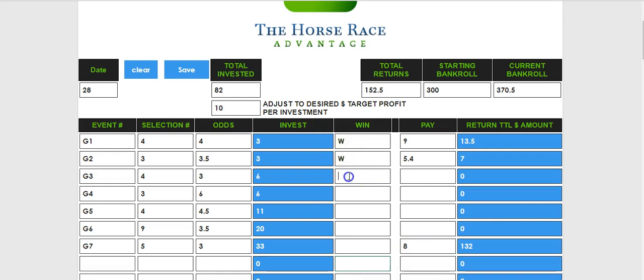10, 20, 30, 40, 50, 60, 70. You asked for $10 a race. You turned every one of these races into a winning race. And 7 races times $10 is 70. You should be at 370. So you've won every single race. Even these losing races have become automatic winners.